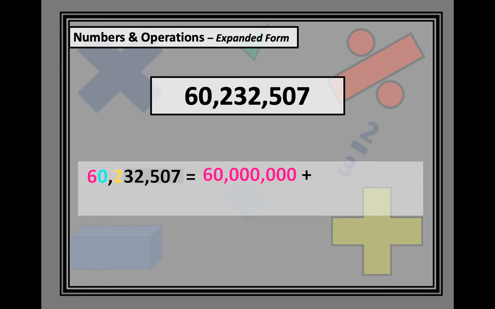We'll move on to the 2 in the hundred thousands place. It has a value of 200,000. We'll add that to the value of the 3, add that to the value of the 2, add the value of the 5. The 0 in the tens place we know has a value of 0, so we'll finally add in the value of that 7. So our number in expanded form shows the value of each of the digits.